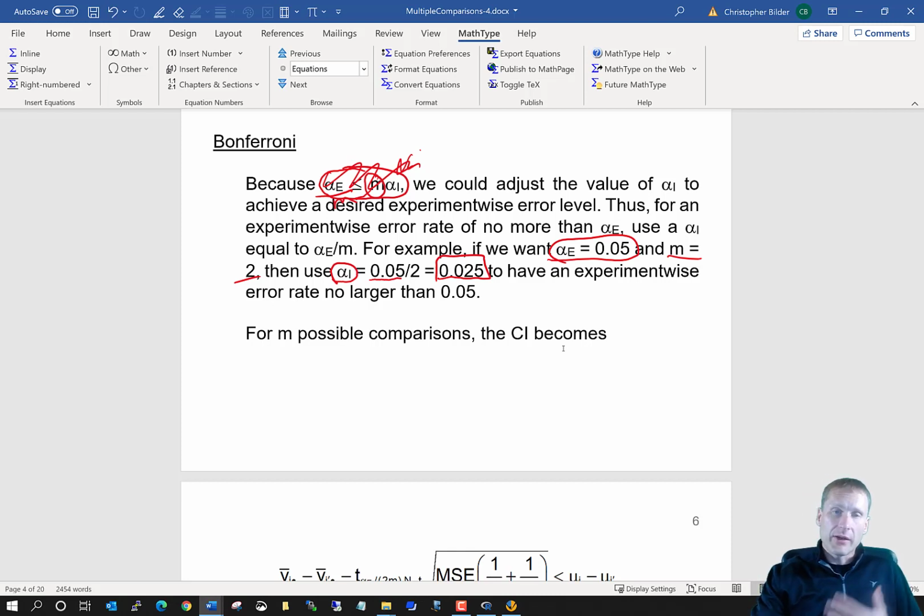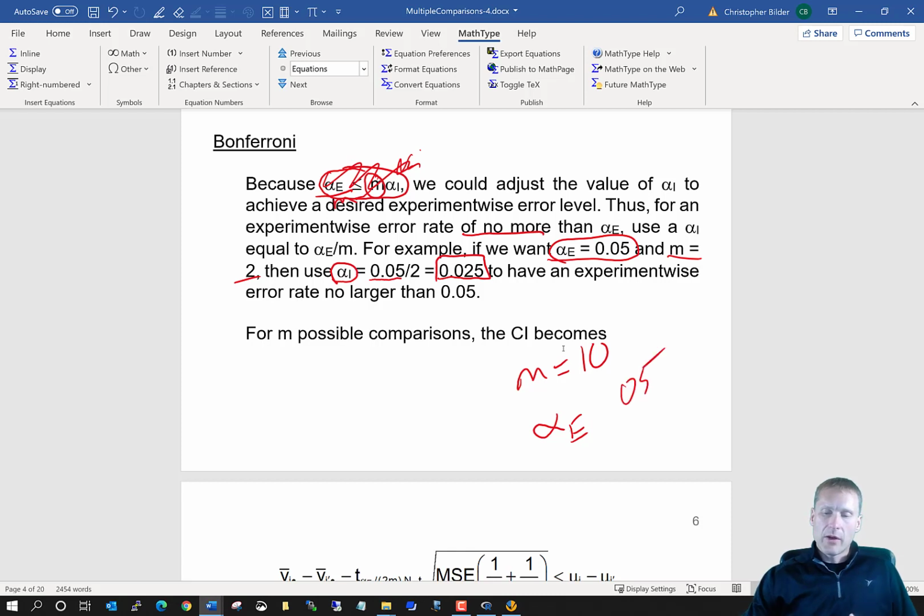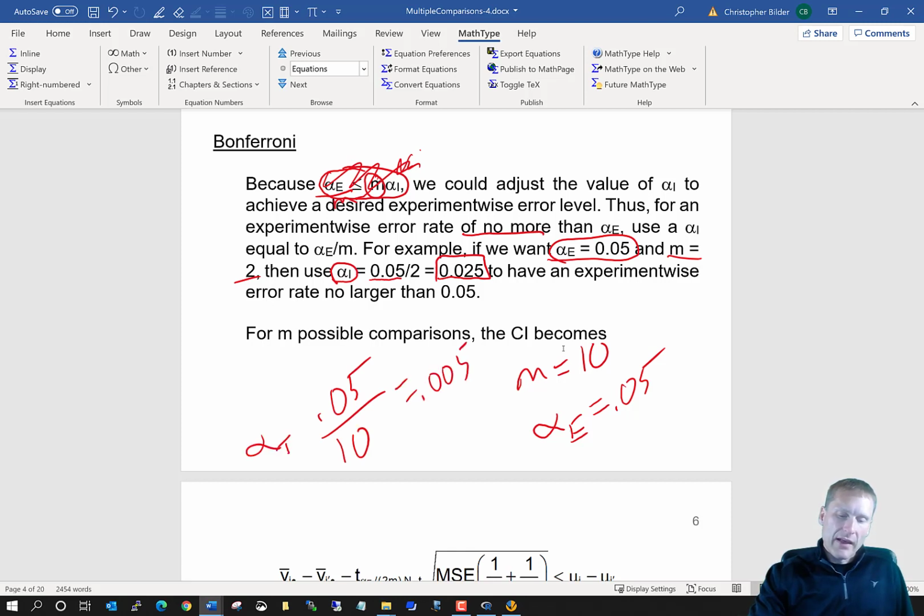Let's look at another example to help clear this up just in case. Let's say M is equal to 10. Okay, so we have 10 possible multiple comparisons to make. And so if we want our overall experimental error rate to be no more than, let's say, 0.05, what we can do is take this 0.05, divide it by 10, so we have 0.005, and we use that as alpha sub I.